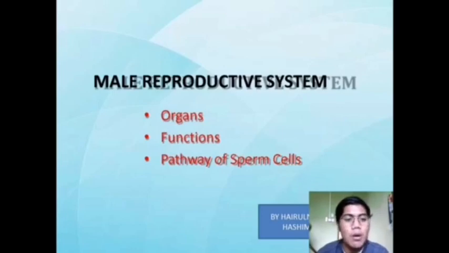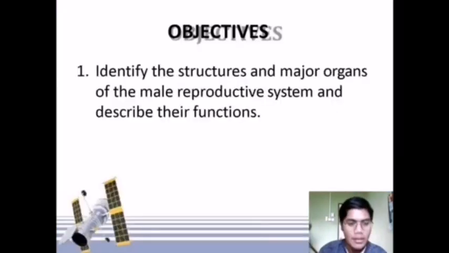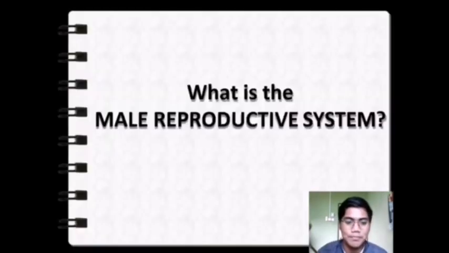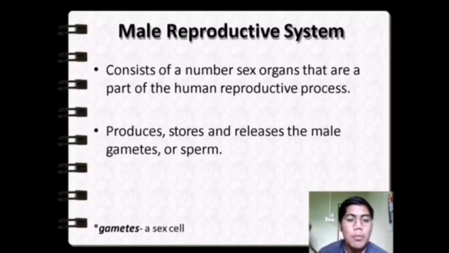We present about the male reproductive system. First, we will see the objective: in this lesson we will identify the structure and the major organs of the male reproductive system and describe their function. Firstly, what is the male reproductive system? The reproductive system is composed of a number of sex organs that are part of the human reproductive process. It produces, stores, and releases the male gametes, or sperm.